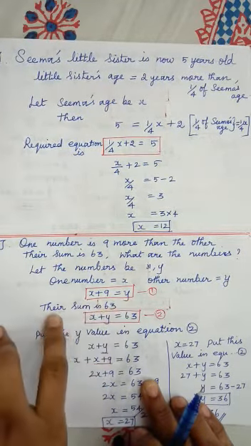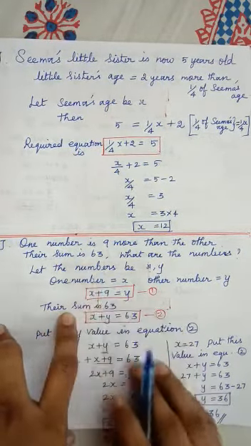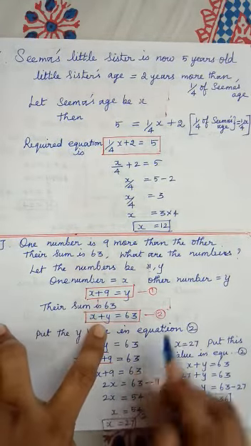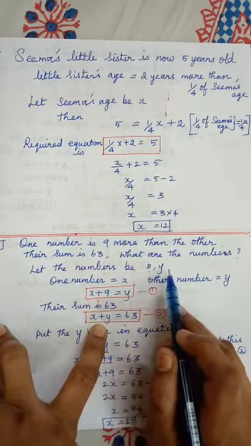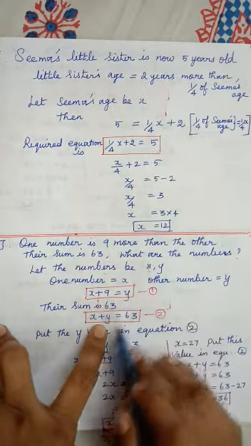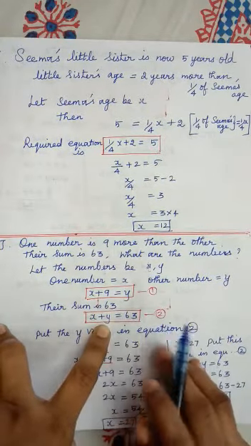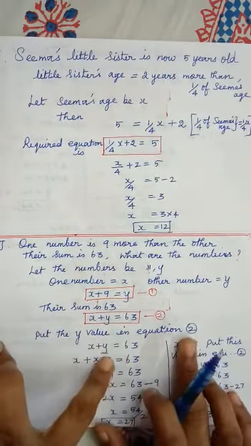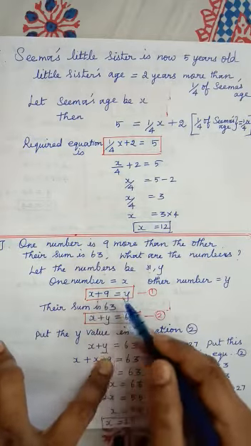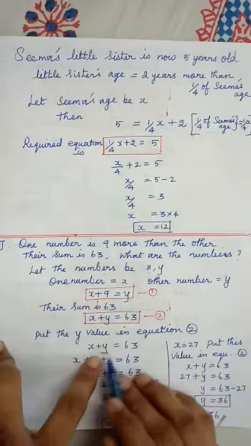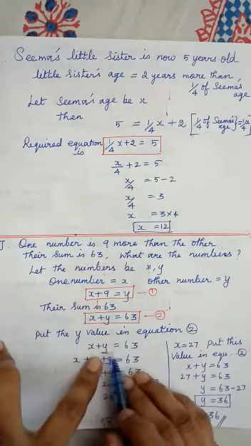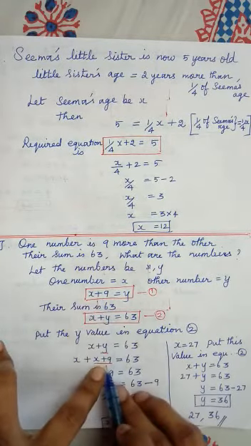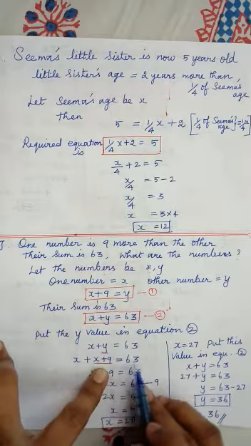So x plus 9 is equal to y; that is the first equation. Their sum is 63. What are the numbers? x, y. Their sum is 63, so x plus y is equal to 63. This is the second equation. Put the y value in equation 2. y is equal to x plus 9, you have known that. So x plus y is equal to 63, that is x plus x plus 9 is equal to 63.